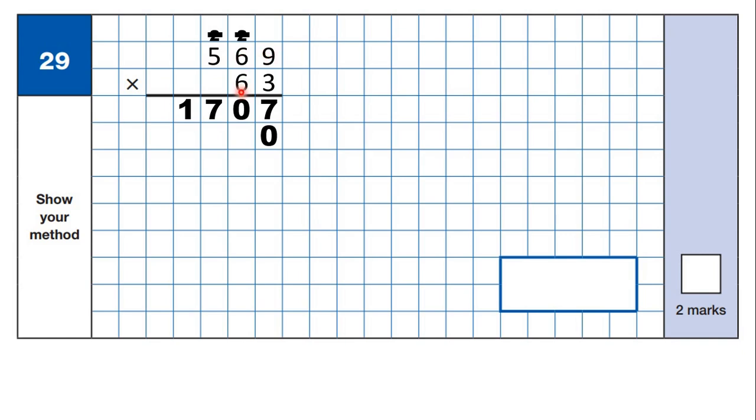569 by our 6 tens. So 9 times 6 is 54, so 5, 4. 6 times 6 is 36, plus 5 is 41, so 4, 1. 5 times 6 is 30, plus 4 is 34. So now we can add up our answer lines. 7 plus 0 is 7, 0 plus 4 is 4, 7 plus 1 is 8, 1 plus 4 is 5, nothing plus 3 is 3, so we get 35,847.